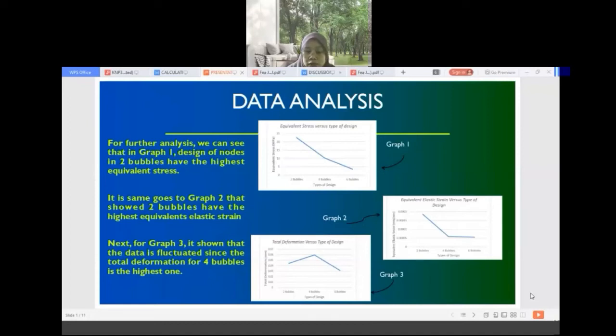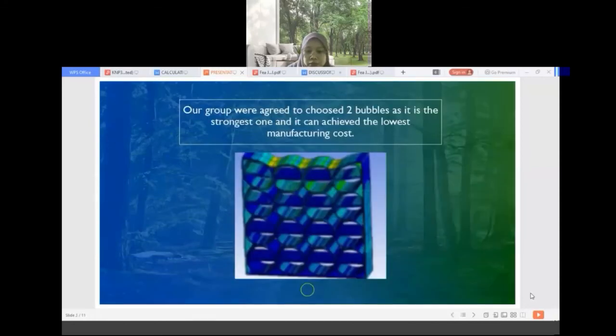Next, for graph 3, it is shown that the data fluctuates since the total deformation for four bubbles is the highest one. The reason for this is that the shape of two bubbles is a circle, thus it has the highest arc strength, which means it is very stable, efficient, capable of larger spans, and can stand a bigger load. Thus, our group agrees to choose two bubbles as it is the strongest one and it can achieve the lowest manufacturing cost.